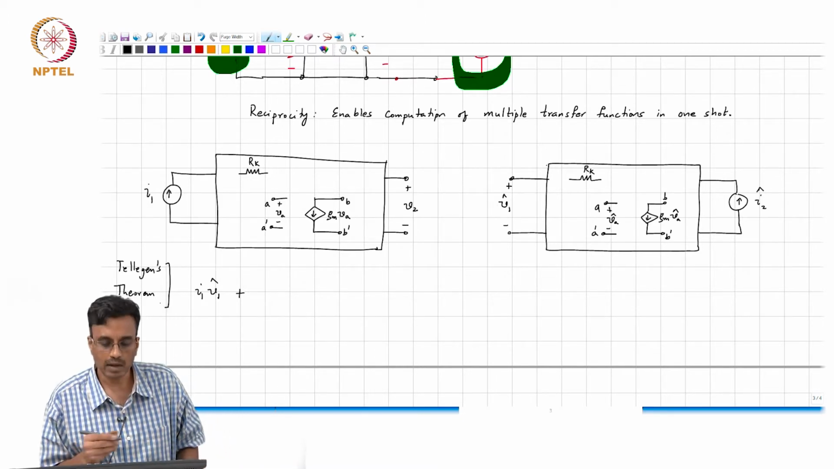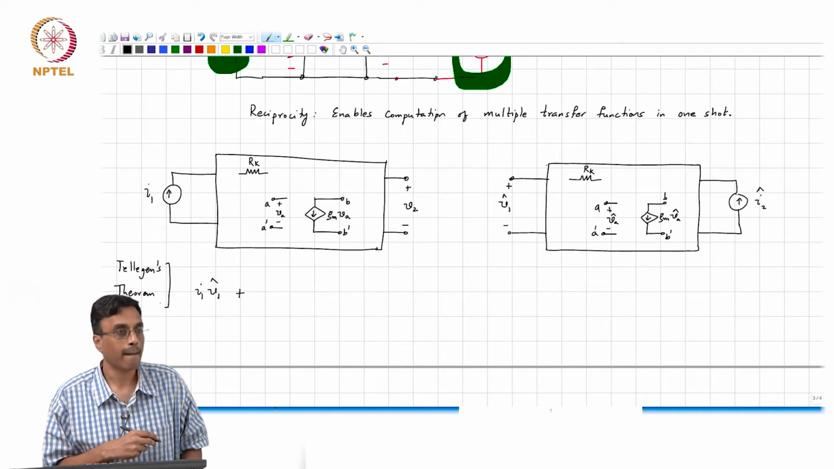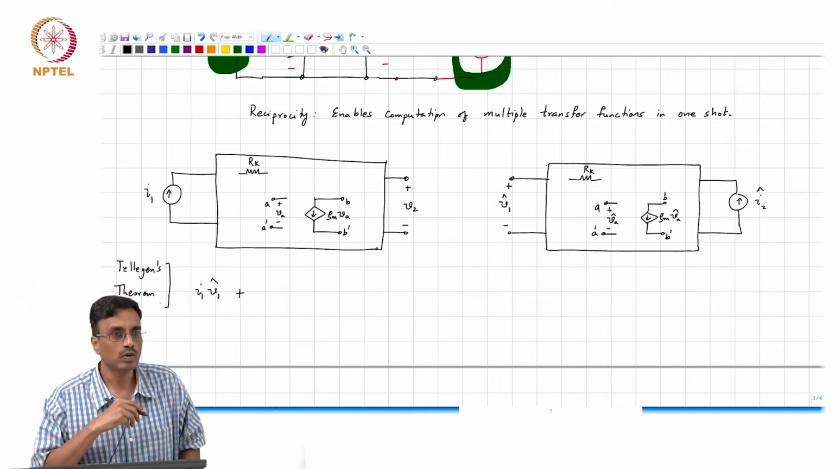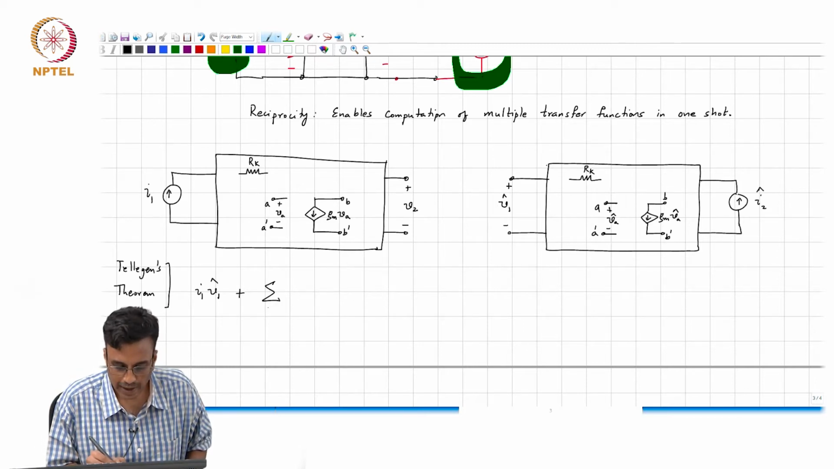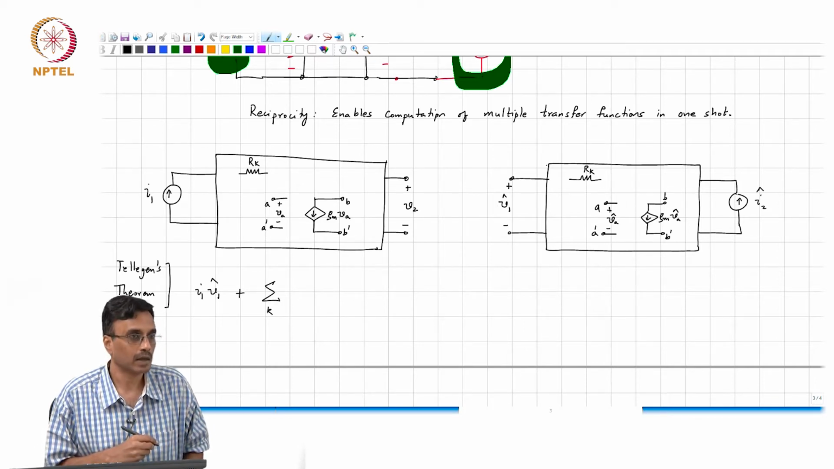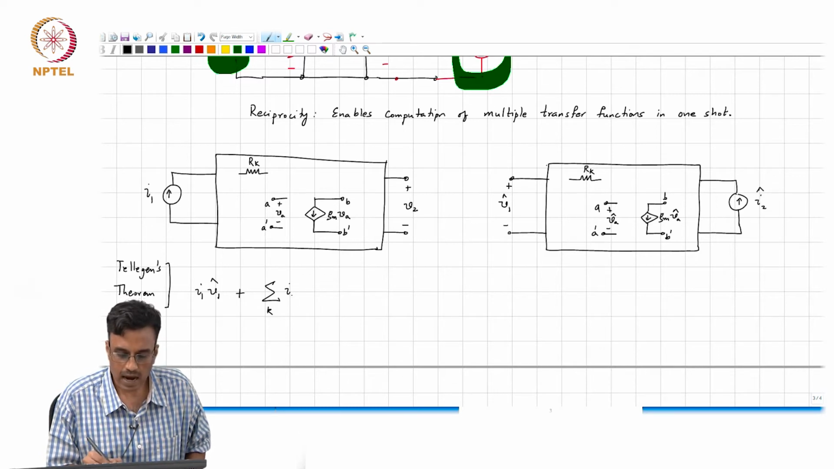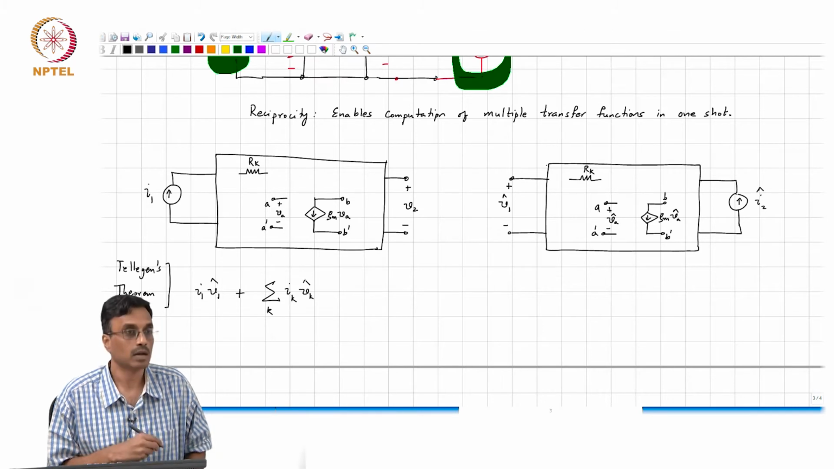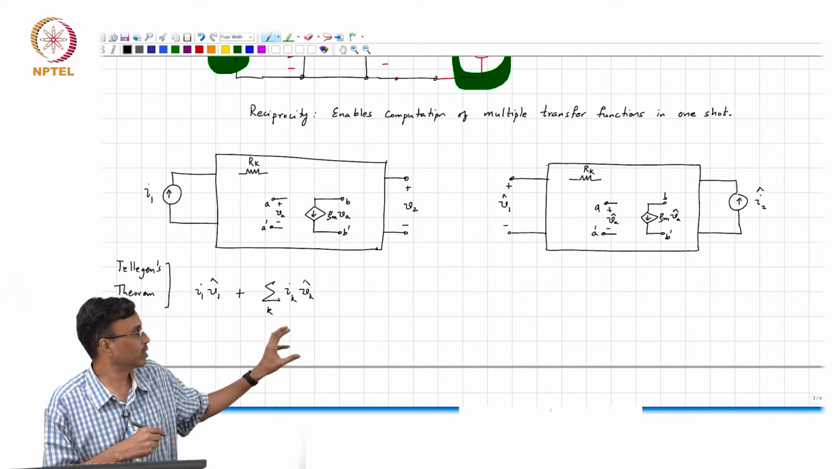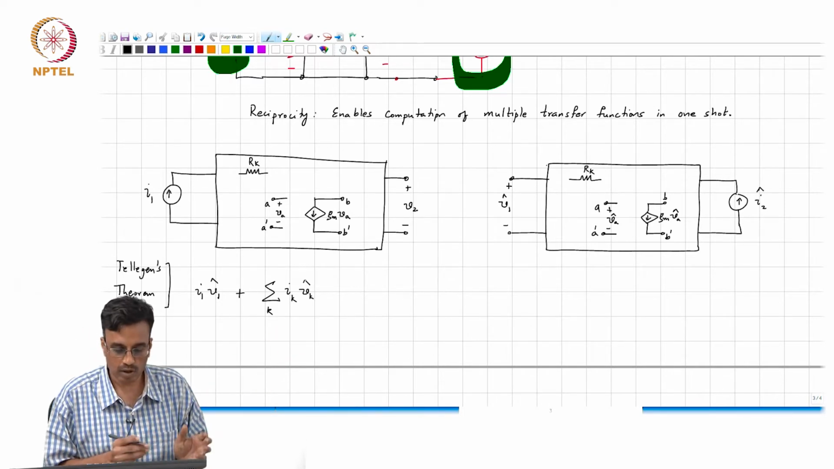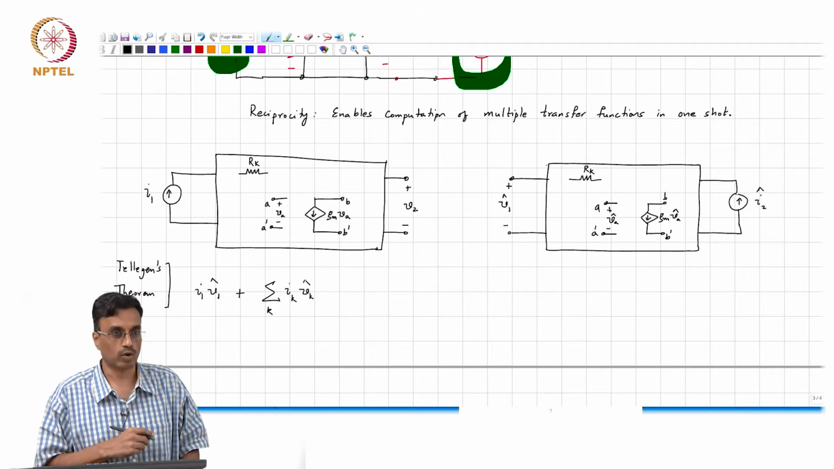I1 times V1 hat plus I2, what is I2? 0. So, V2 hat is irrelevant, plus the sum over all internal branches Ik Vk hat, right. Okay, that would be all we would have to do on the left hand side if there was no controlled source.